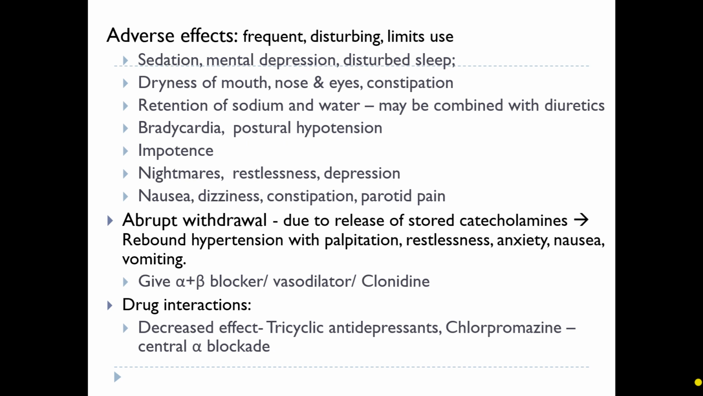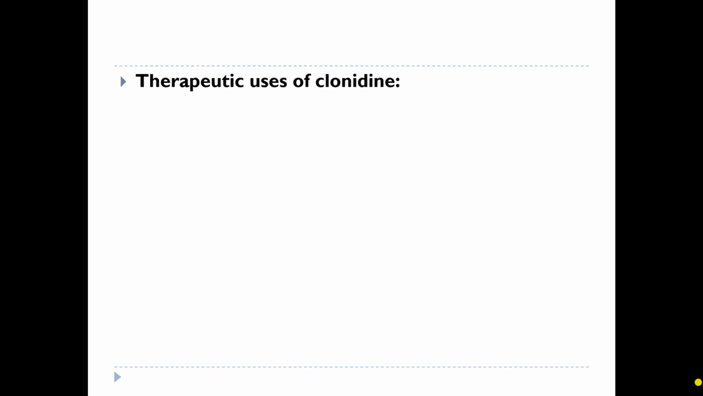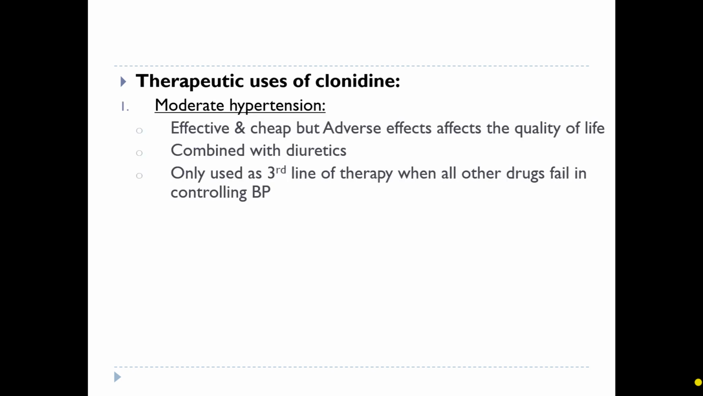It has many drug interactions. Clonidine effect is decreased with tricyclic antidepressants, chlorpromazine and central alpha blockers. Newer imidazoline compounds are moxonidine and rilmenidine. So, what is the therapeutic use of clonidine? It is used for the treatment of moderate hypertension. It is effective and cheap, but its adverse effects usually impair the quality of life. It is always used in combination with a diuretic, only as third line therapy when all other drugs fail in controlling the blood pressure. But clonidine has many other uses where it is first line.